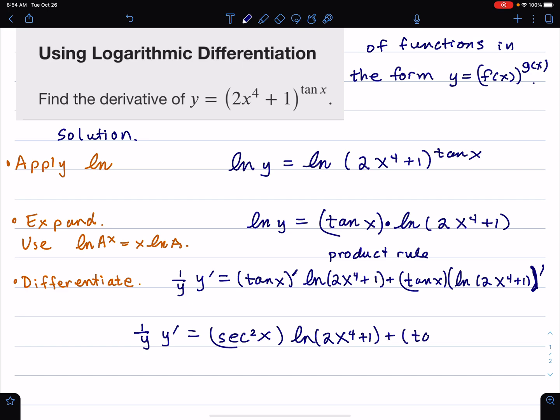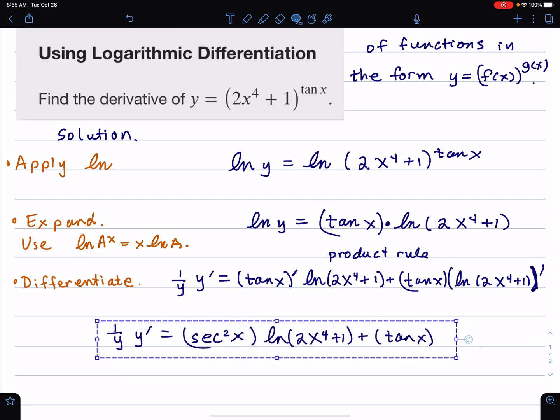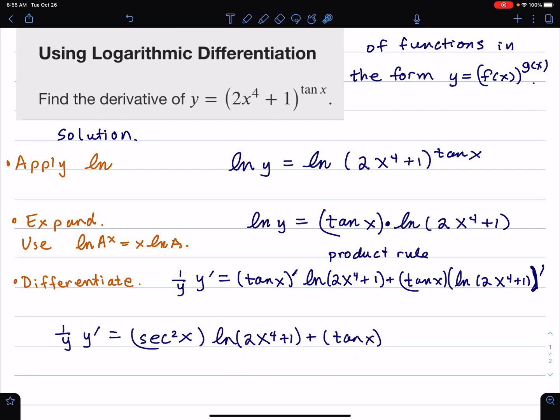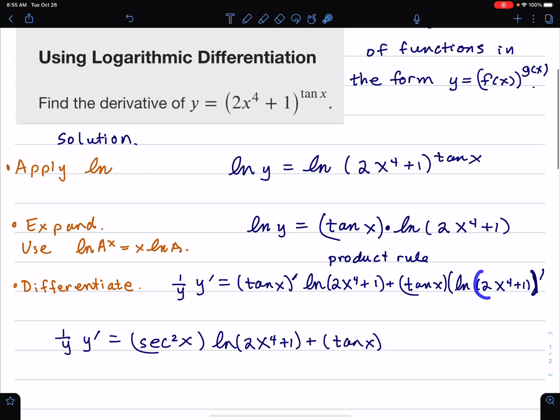And then we have tan x. And now we take the derivative of a log function, where we have ln of 2x to the fourth plus 1. So this is a composition. Under this composition, the inside function is u. The derivative of ln is 1 over u, so that's 1 over 2x to the fourth plus 1.